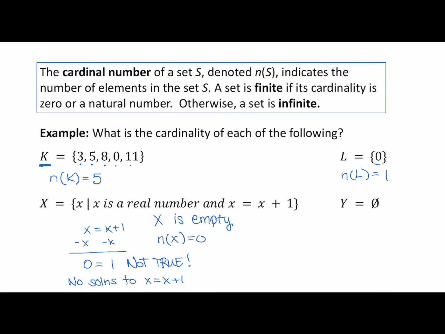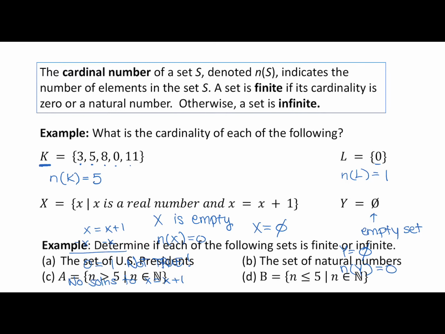There we go. All right, what about Y equal to this funny looking 0 with a line through it? This notation means the empty set. Now, sometimes you'll see it more ovally like a 0. Sometimes it's just a circle with a line through it. But this is the empty set. That's exactly what X was here. X is empty. It's also the empty set. So what is n of Y? n of Y is 0. And there's nothing in Y.